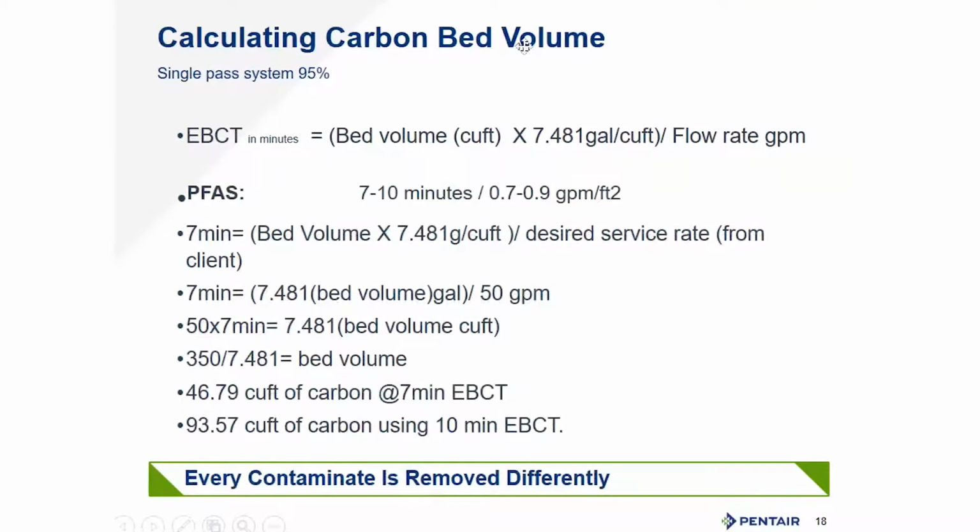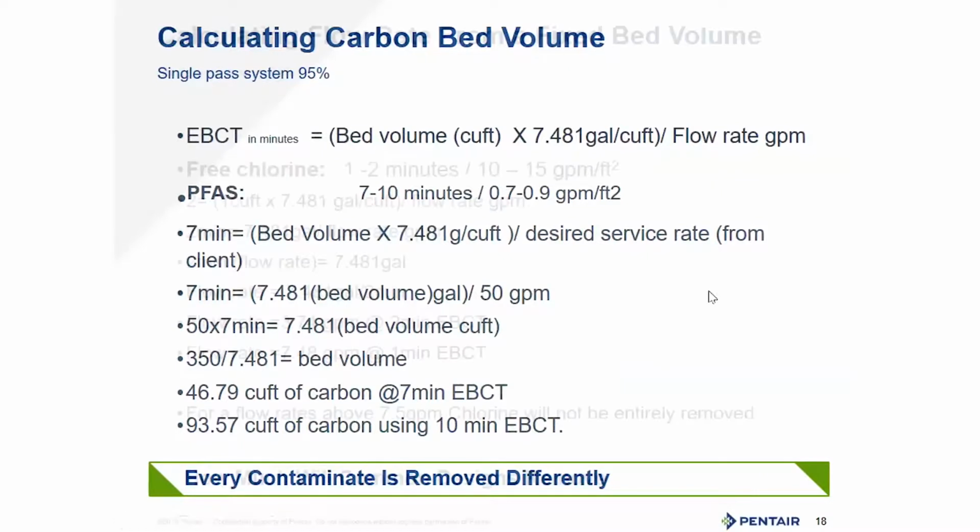Now, if I wanted to do that same calculation for PFAS in a single pass system, same numbers, except I'm using 7 to 10 minutes. Okay, I'll use 7 for the first example. Same calculation, 50 GPM. Go through those simple calculations. 350 divided by 7.481. For 7 minutes of empty bed contact time, I need 46.79 cubic feet of carbon. And for the 10-minute empty bed contact time, I need 93.57 cubic feet of carbon to affect this removal. A lot slower than the chlorine scenario, and I'm going to need a very different vessel, many vessels.